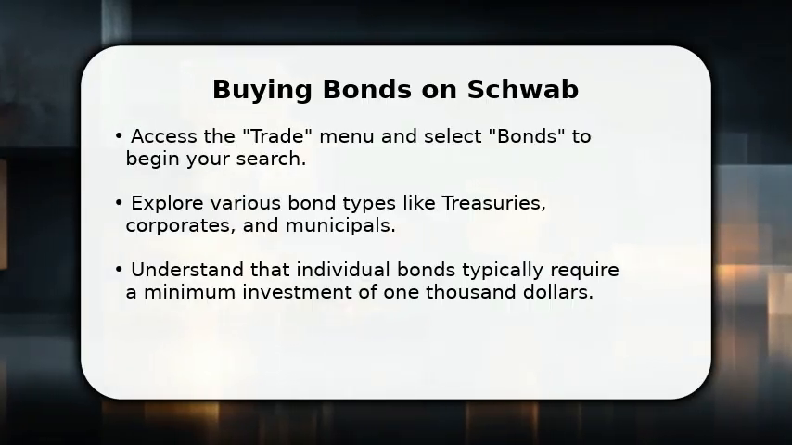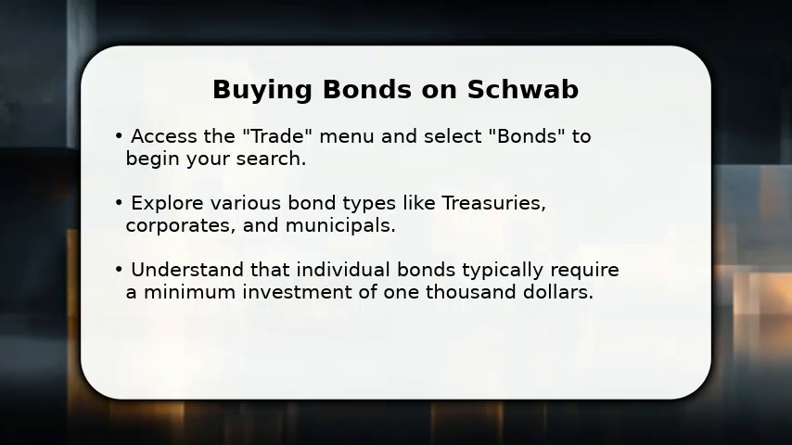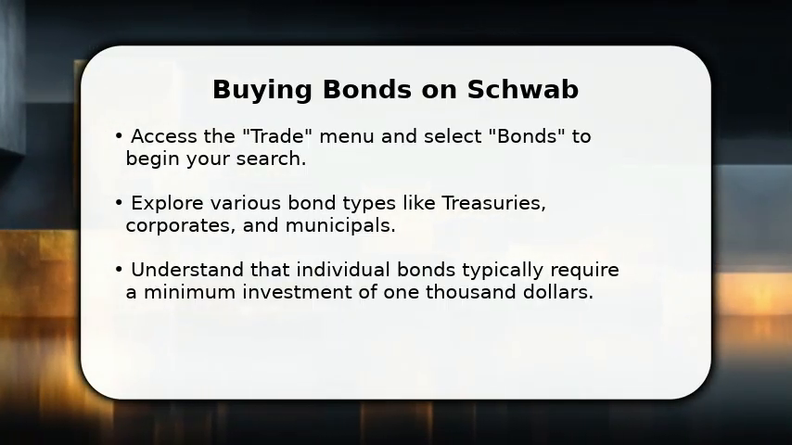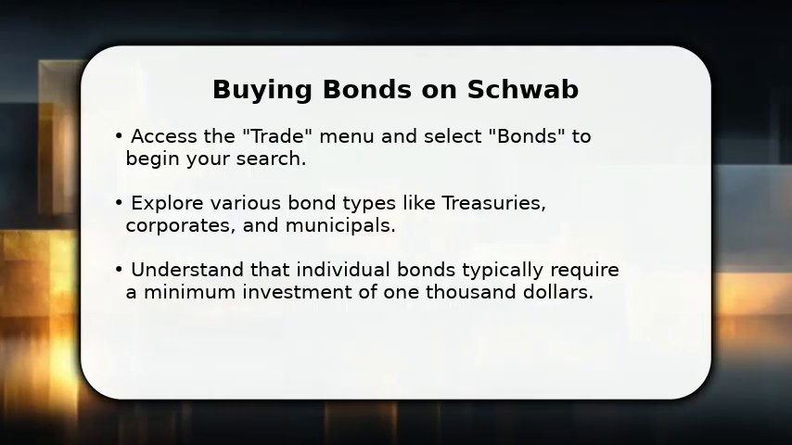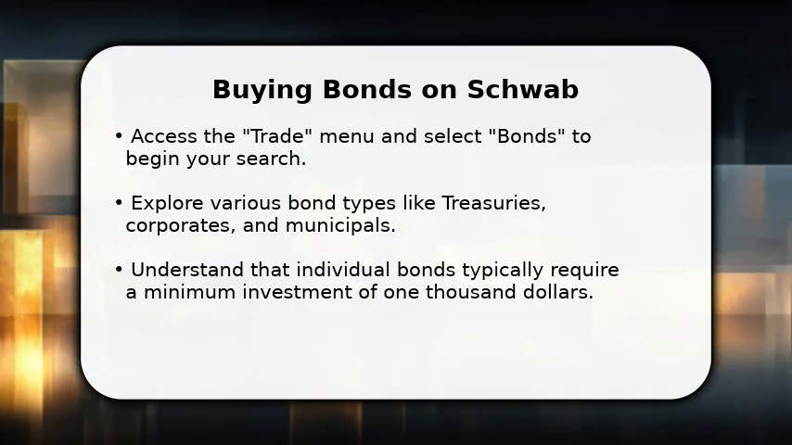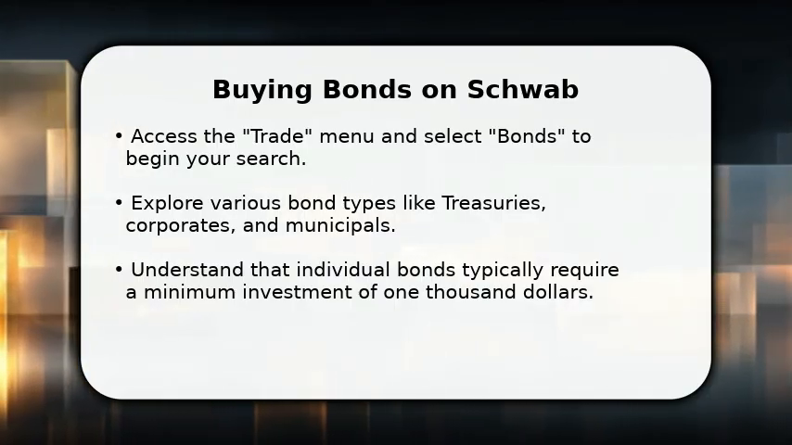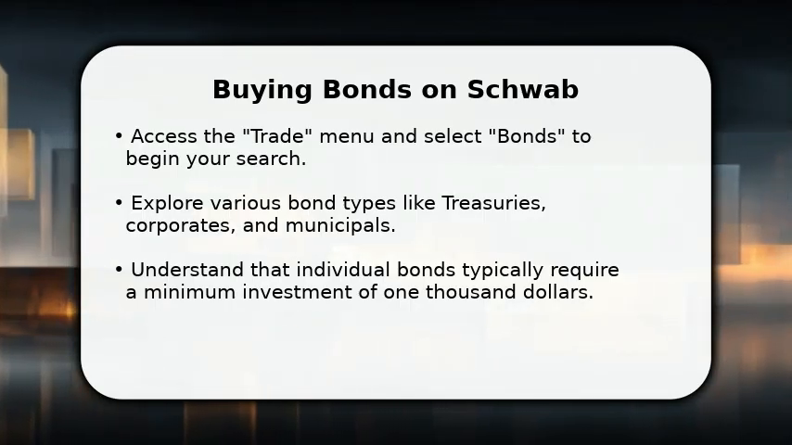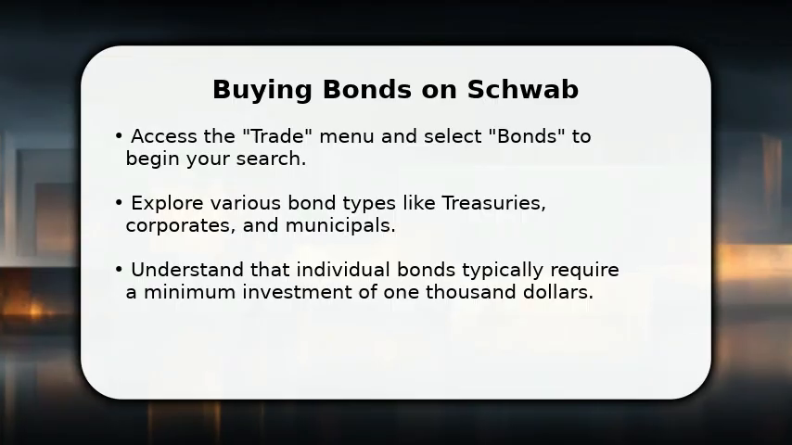In this video, I will explain how to buy bonds on Charles Schwab. First, log into your Schwab account and navigate to the Trade tab. From there, select Bonds to access the fixed income trading platform. You will find a wide selection of bond types, including U.S. Treasuries, corporate bonds, and municipal bonds.